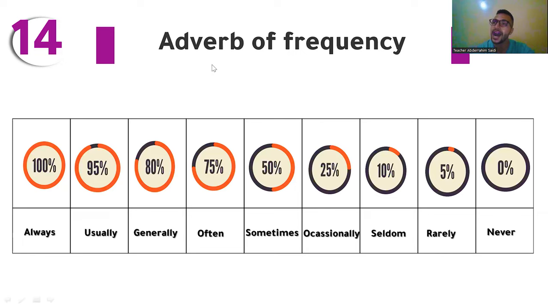For example, I always go. We have here go, and before go we have always, and always is an adverb that modifies the verb go. Okay, guys, is that clear? Yes.